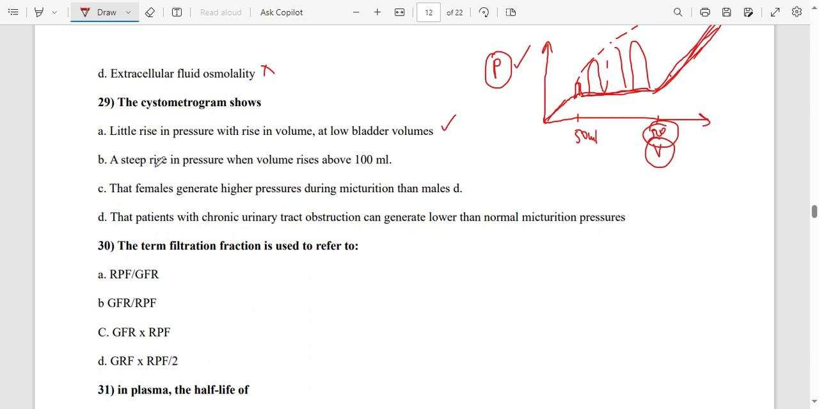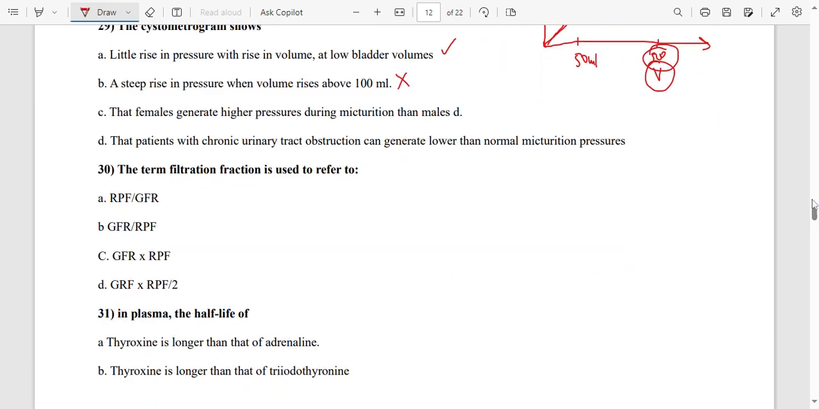A steep rise in pressure when volume rises above 100. You can see above 100, there is no steep rise in pressure there. The pressure is actually constant. And then for C, females generate higher pressure during menstruation than males, not necessarily relating to the cystometrogram.